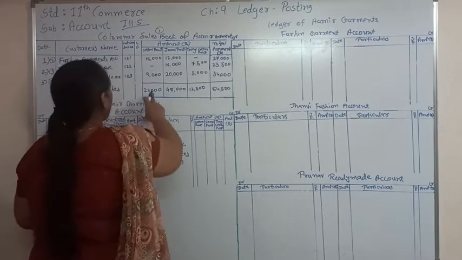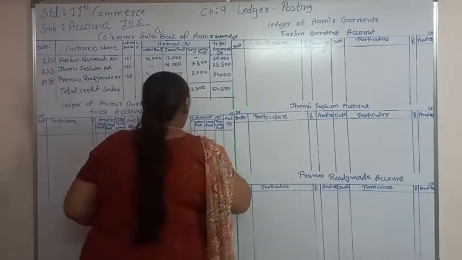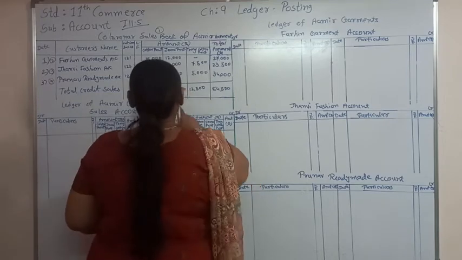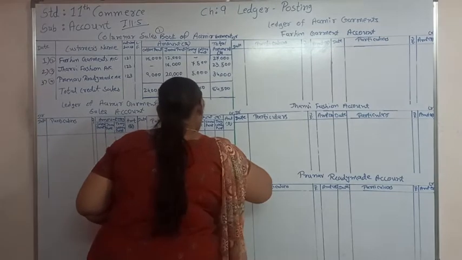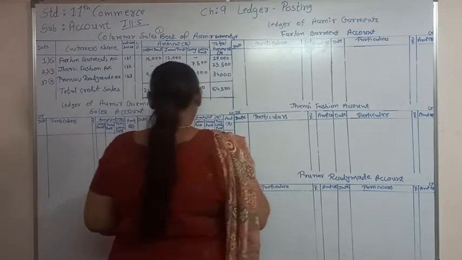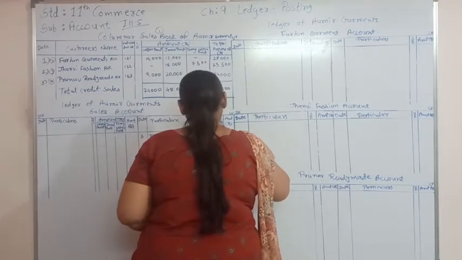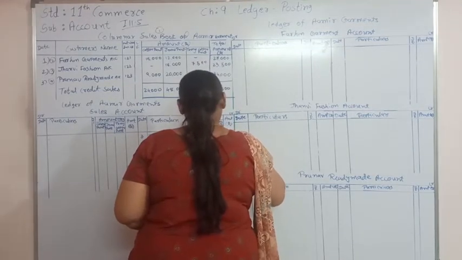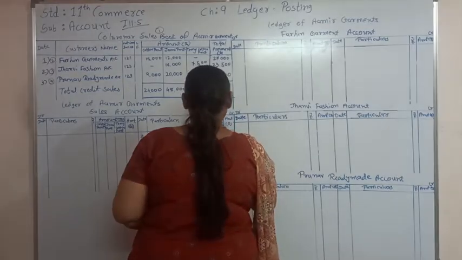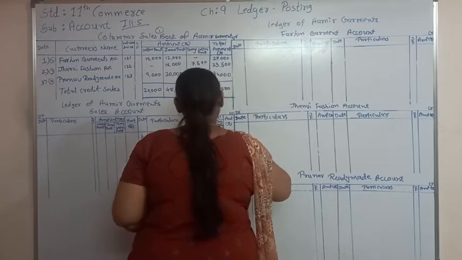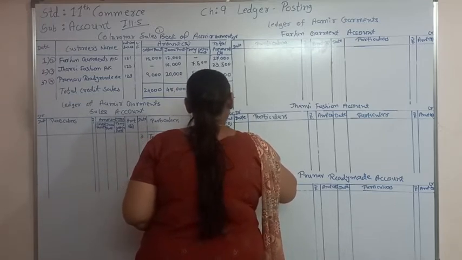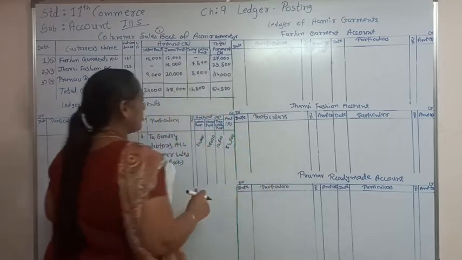And the total of cotton pant will be 24,000, and the total of jeans pant will be 48,000, and the total of terry cotton will be 12,500. And the total will be 84,500. So that is supposed to be written.